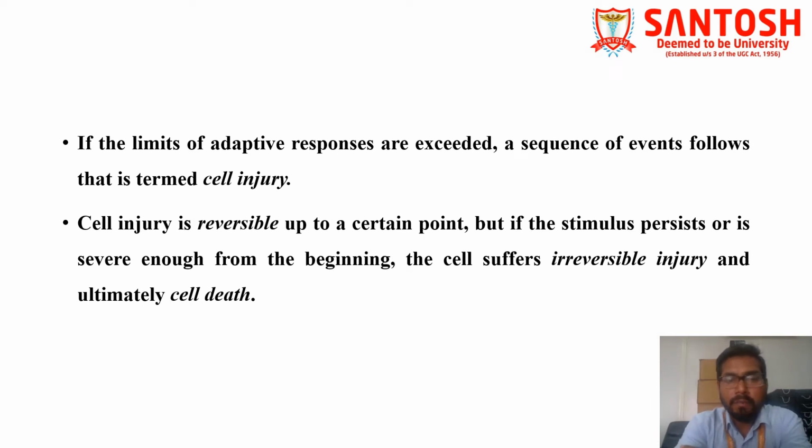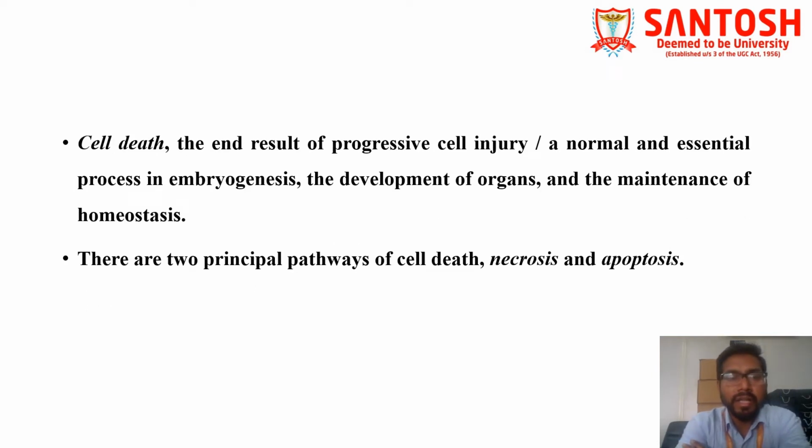If the limits of adaptive responses are exceeded, a sequence of events follows that is called cell injury. The cell injury can be reversible up to a certain point, but if the stimulus persists or is severe enough from the beginning, the cell suffers irreversible injury, and it is called cell death, which is the ultimate end point. Cell death, the end result of a progressive cell injury, is a normal and essential process in embryogenesis and the development of organs and the maintenance of homeostasis.